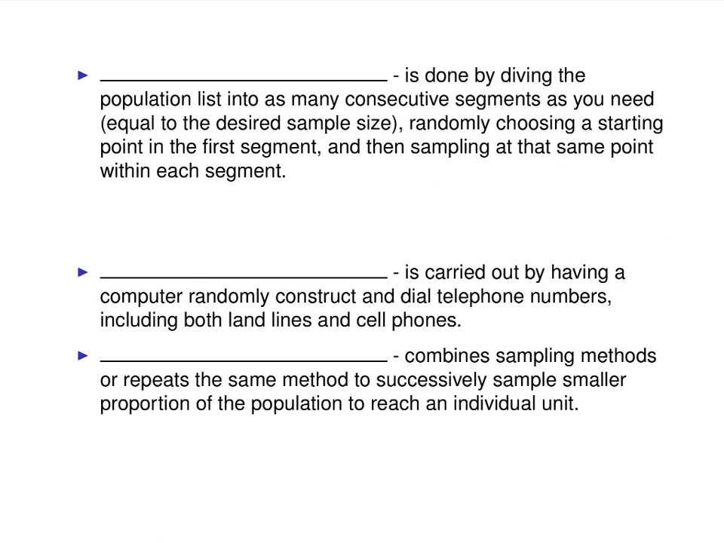Okay, this next thing is done by dividing the population list into as many consecutive segments as you need, so equal to your desired sample size. Picking a random starting point in the first segment and then sampling at that same point within each segment. This is called systematic sampling. And the definition makes it sound more confusing than it is. A good example for this one is assembly lines.